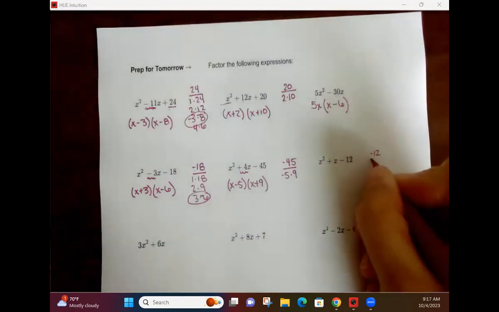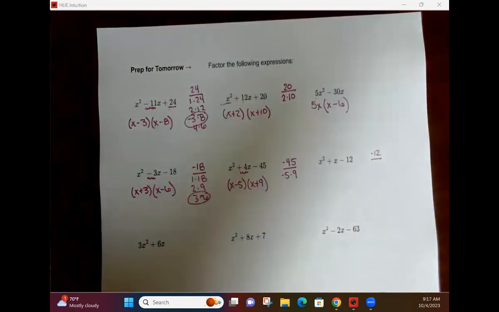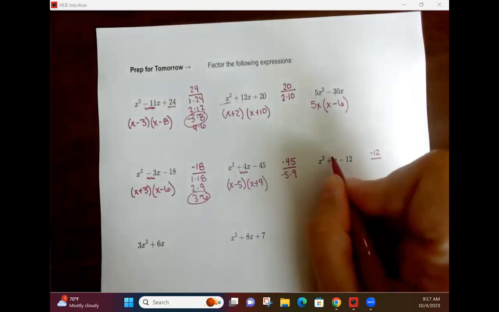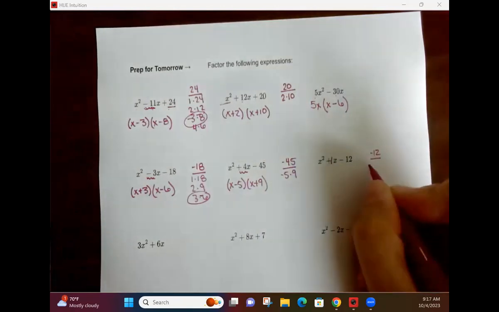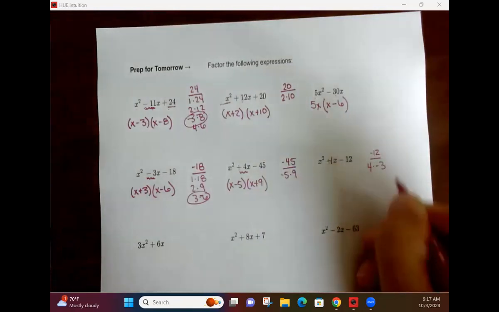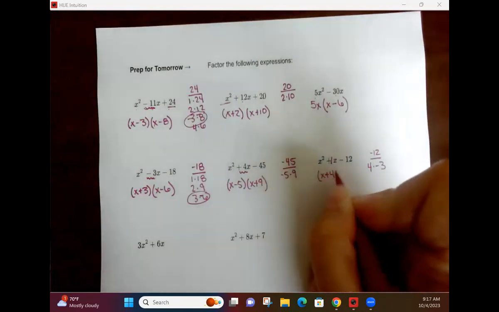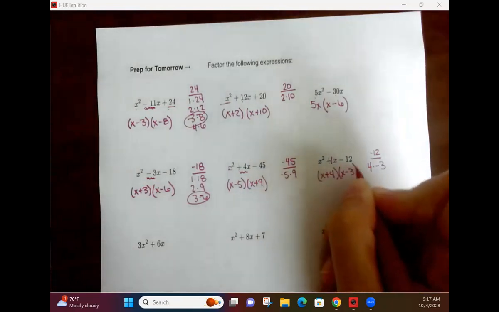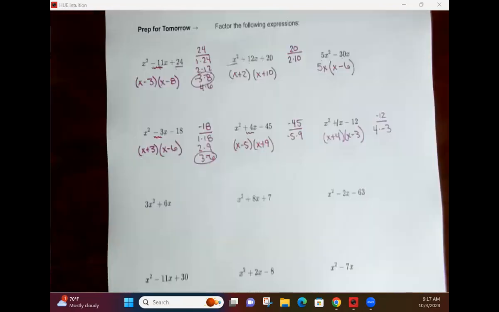And then our last one in the row here, negative 12. I would want factors of negative 12 that add to positive 1. That would be positive 4 times negative 3. So x plus 4 times x minus 3. And we'll do one more together here.